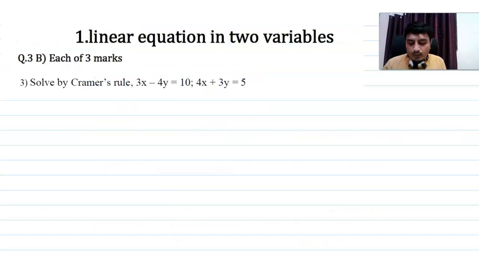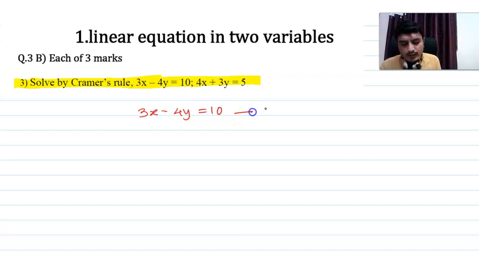Now let us have an overlook of question number 3 solved by Cramer's rule: 3x minus 4y equals 10 and 4x plus 3y equals 5. Writing one after the other, we have 3x minus 4y equals 10, call it equation number 1, and the other equation 4x plus 3y equals 5, call it equation number 2.